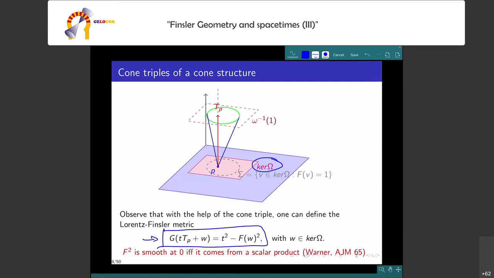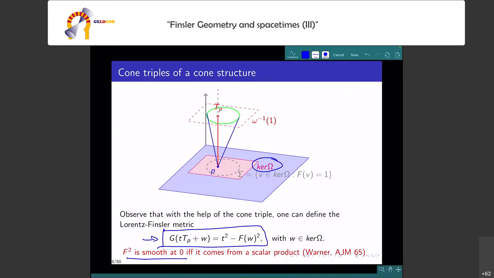It is very easy to see that when you compute the fundamental tensor, it has index n minus one. So it's a Lorentz Finsler metric. But the only problem is that F squared is not smooth at zero, unless it comes from a scalar product. Okay, so well, there is one direction.